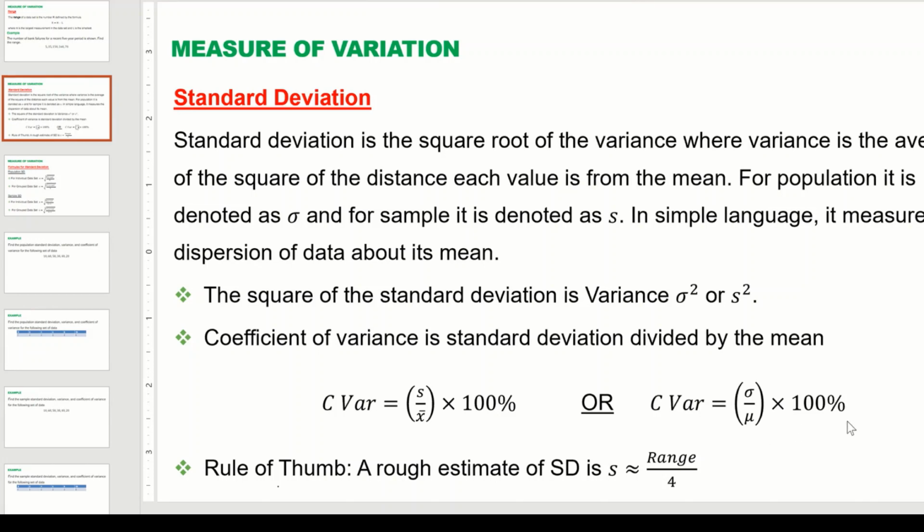As a rule of thumb, what we can say is the standard deviation for any distribution is approximately 1/4 of the range. We already know range is the difference between the highest value and the lowest value. When you subtract that and divide it by 4, that is the approximate or the rough estimation of the standard deviation.